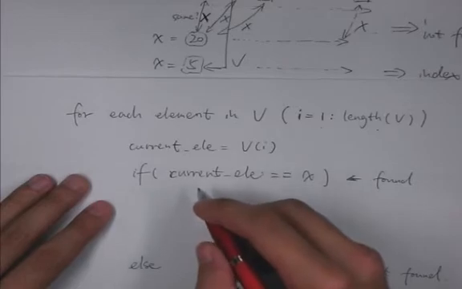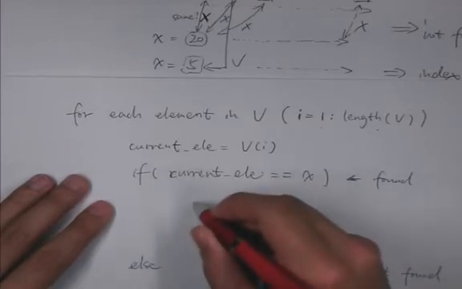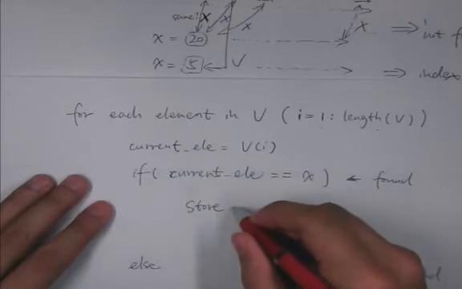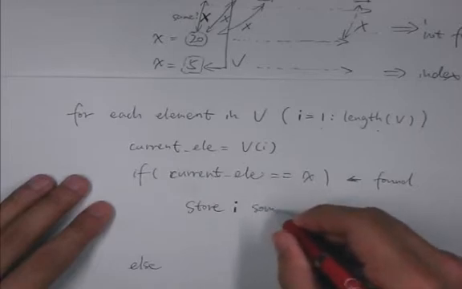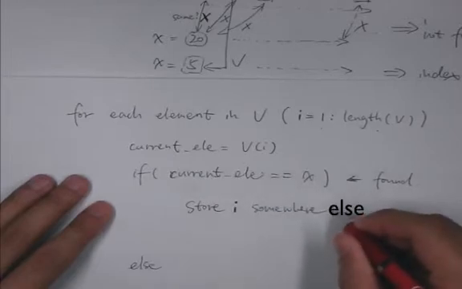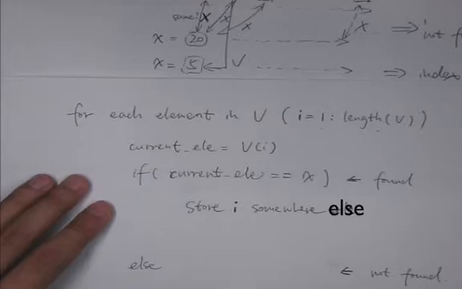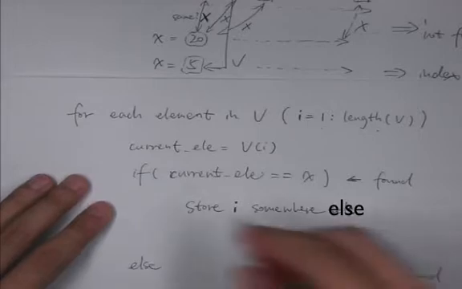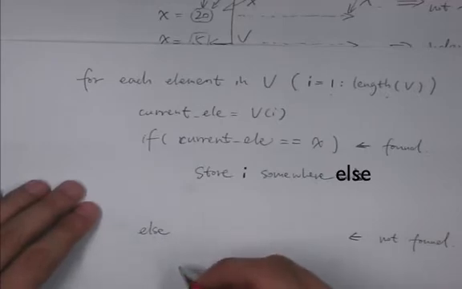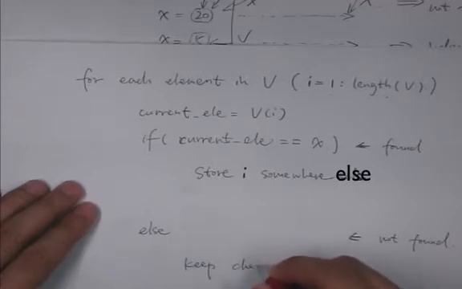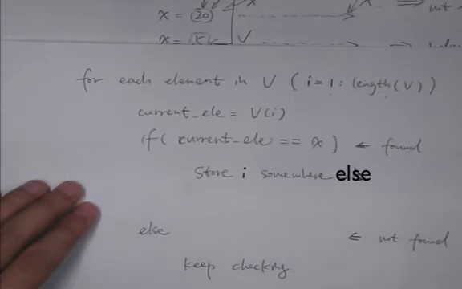If we have found the element, we just simply store the index I somewhere else, because later we will need to print that index. And if we cannot find the element in the current step, we will need to keep checking the other elements in the vector.